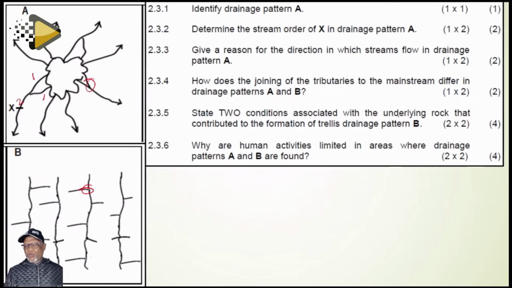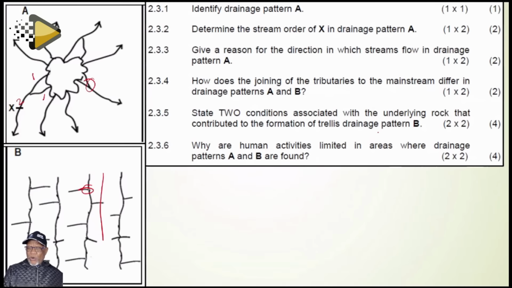State two conditions associated with the underlying rock that contribute to the formation of the trellis pattern. Number one, it is alternating soft and hard rock. Alternating soft and hard rock, that is the first one. And the second one is where you have inclined strata. Inclined strata, that's number two.